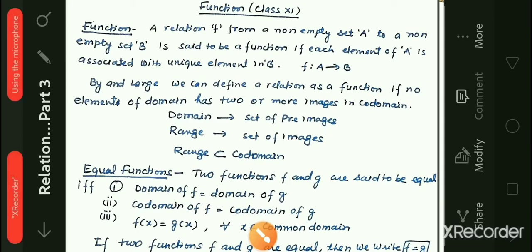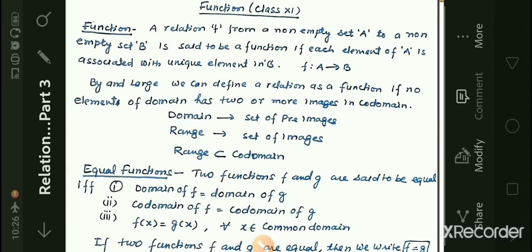Hello students, today I am here with the topic function, class 11th. Student, function is a very important topic in your syllabus and also from a future point of reference.